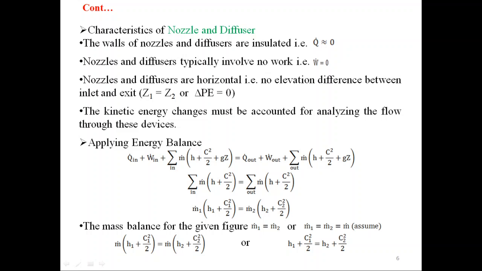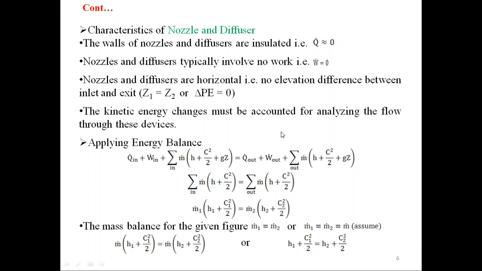Characteristics of nozzle and diffuser. The walls of nozzles and diffusers are insulated. That is, heat flow rate will be zero. That means this quantity and this quantity will be zero. Nozzle and diffuser typically involve no work. That is, W dot will be zero. So here we have to eliminate this W dot in and W dot out.